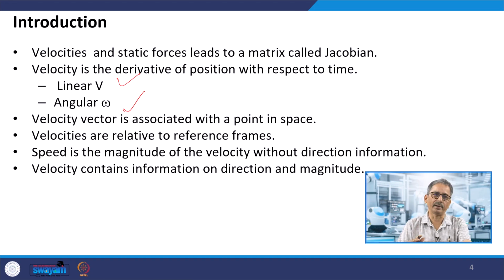You see here, a velocity vector is always associated with a point in space. This is a very important concept which all of us should always keep in mind. And these velocities are relative to some reference frame. It could be an inertial frame or it could be another frame. As you know, speed is the magnitude of velocity without the direction information, whereas velocity contains both magnitude as well as direction information.